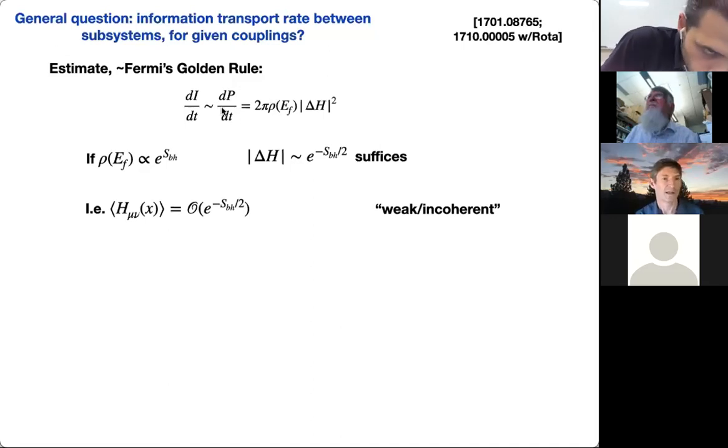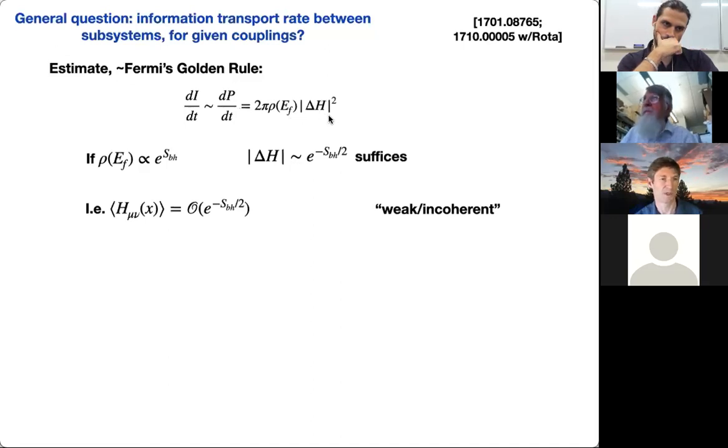And that's the kind of rate you can calculate by Fermi's golden rule. That rate is 2 pi times the density of final states times the matrix element of the perturbation in the Hamiltonian squared. The density of final states, since the final states include the black hole states, can be exponentially large. And that means that these matrix elements of the perturbations actually can be exponentially small and still achieve the needed rate, which is 1 per light crossing time.